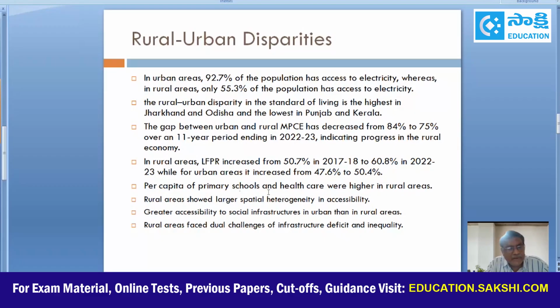So compared to urban areas, per capita availability of primary schools is higher, because most of the state governments have set up primary schools in villages, even in the remote villages. At the same time, healthcare facilities have been provided by establishing primary health centers. See, in most of the villages in the country we will find primary health centers. So in terms of availability of primary schools and healthcare centers, we find more primary health centers and primary schools in rural areas as compared with urban areas.